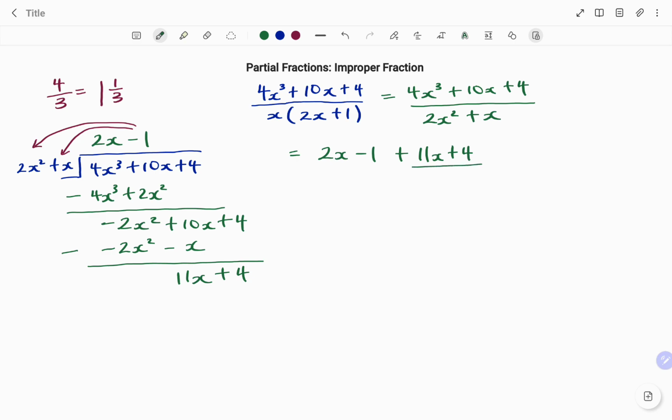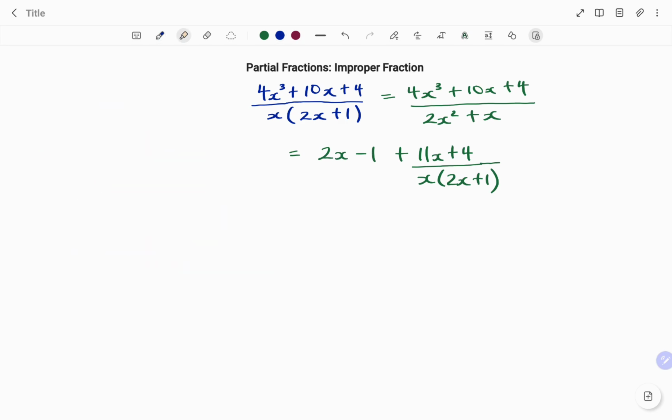divided by 2x squared plus x, and if I factor that out again, I have that as x in bracket 2x plus 1. I'm writing it as a product of its factors. Now I can rewrite all this as the sum of its partial fractions using my whole number, which is 2x minus 1, which I'm going to leave as it is.